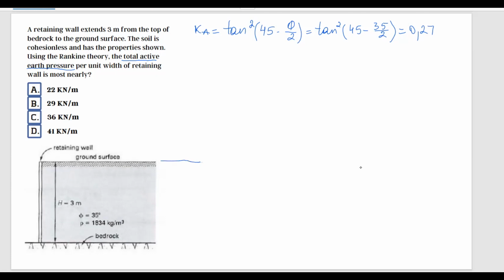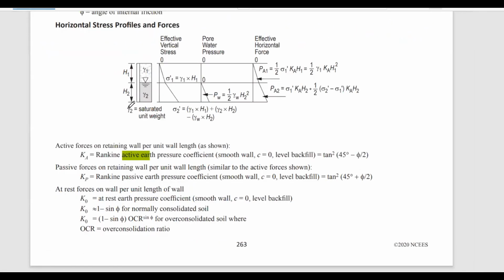I'm going to extend this line a little bit to draw our diagram here. Our problem is actually a lot simpler. We have only one type of soil, so the pressure is going to build up in the shape of a triangle. And we need this value over here, and based on the FE Handbook, you're actually given the value over there.